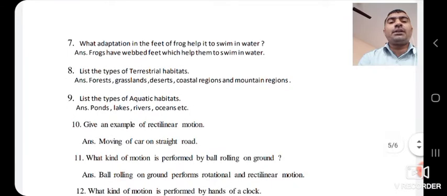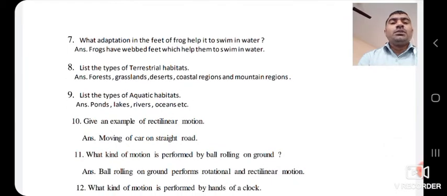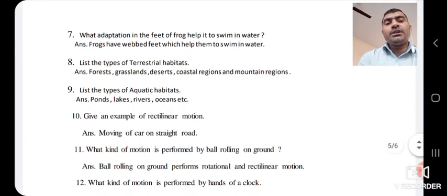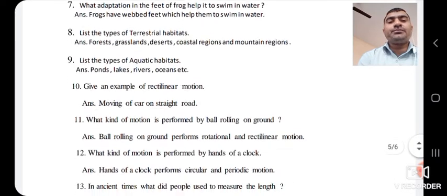Give an example of rectilinear motion. See, moving of a car is an example of rectilinear motion. You can give any one example. So you can write any example which shows the rectilinear motion. For example, soldiers on a parade, a moving car or moving bike. An object which moves along a straight path is known as rectilinear motion.